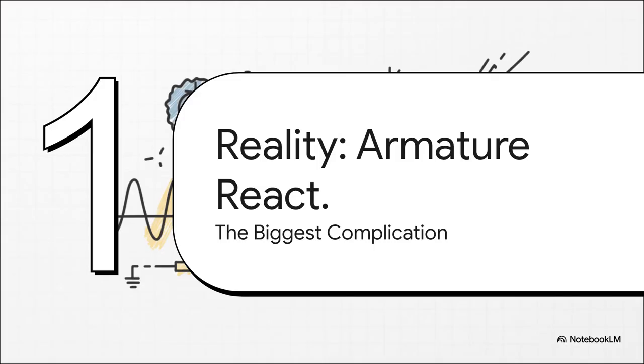Okay, so up until now, everything's been nice and clean, under no load conditions. We've figured out our internal voltage, E sub A, but let's be honest, a generator isn't doing much good if it's not connected to anything. So now, it's time to face the biggest real-world complication in our model, something called armature reaction.